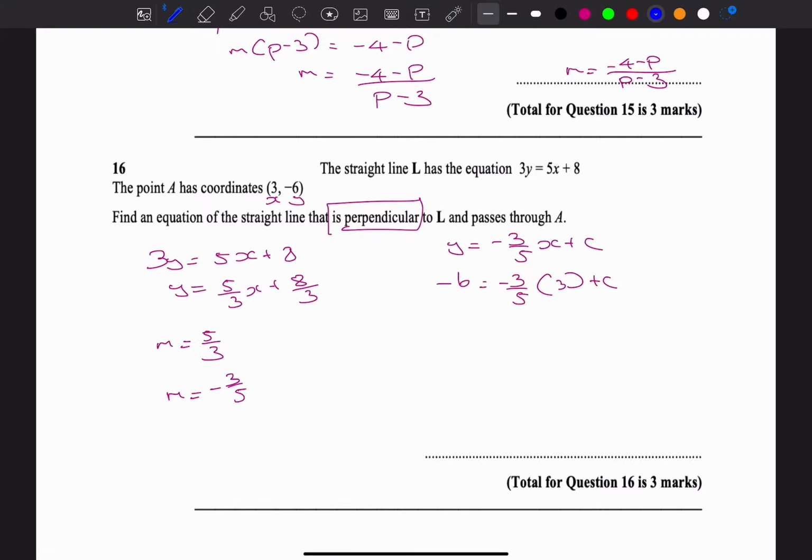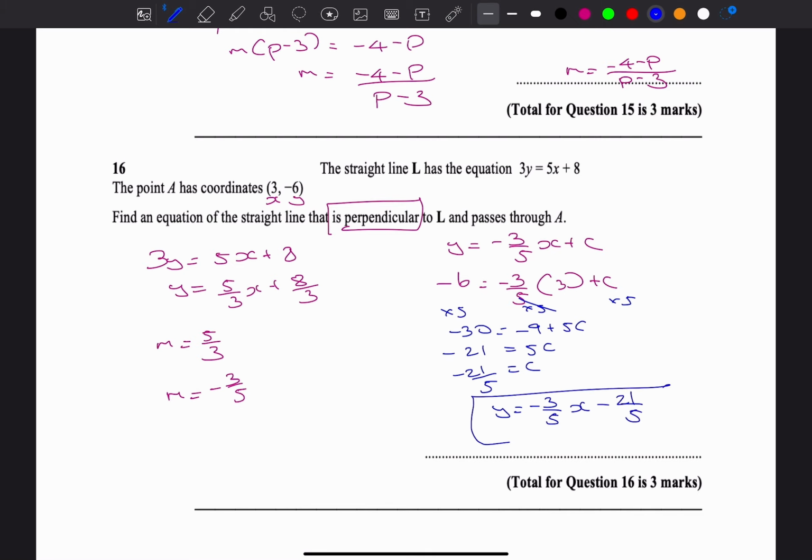You multiply both sides by 5, times it by 5, times it by 5. That cancels. Minus 30 equals minus 9 plus 5c. 5c is, add a 9, minus 21. C is minus 21 over 5 then. Y equals minus 3 over 5 x minus 21 over 5 is the answer.